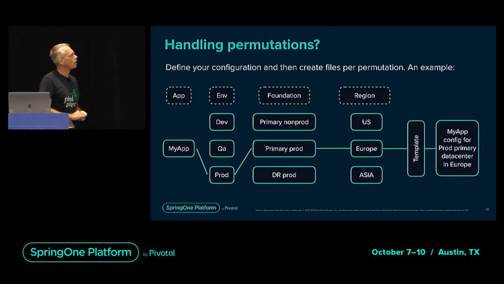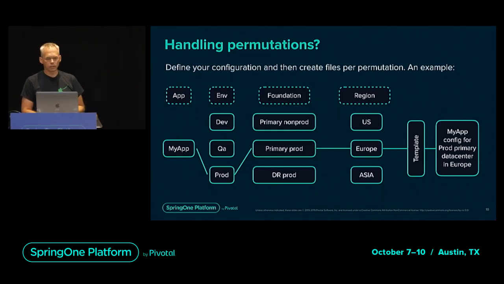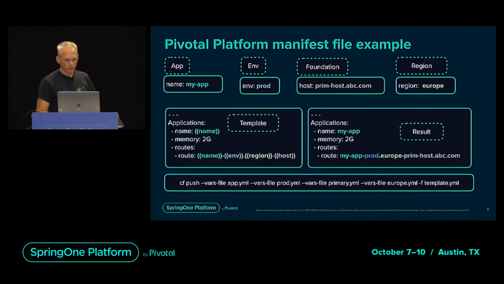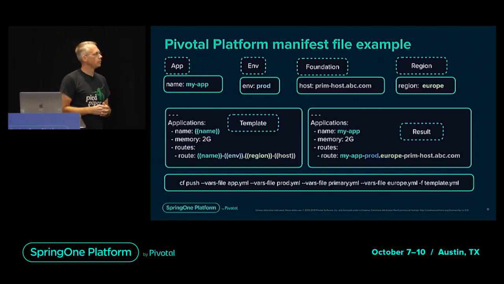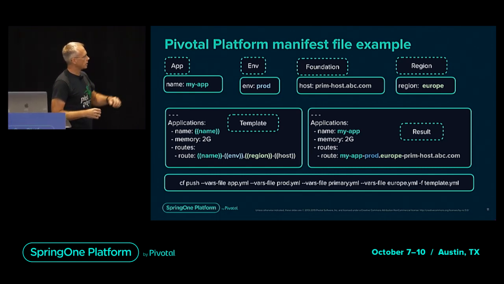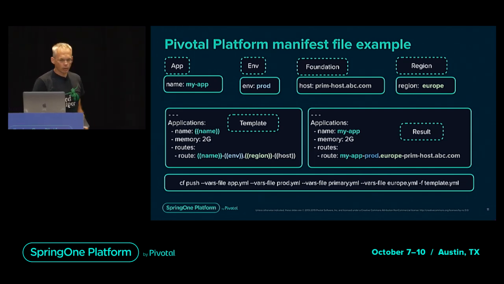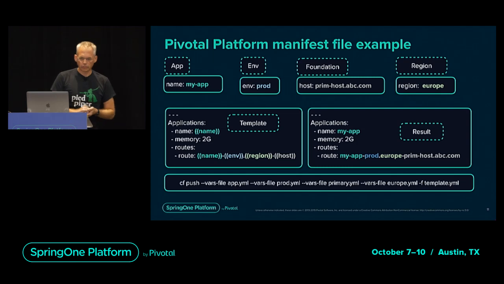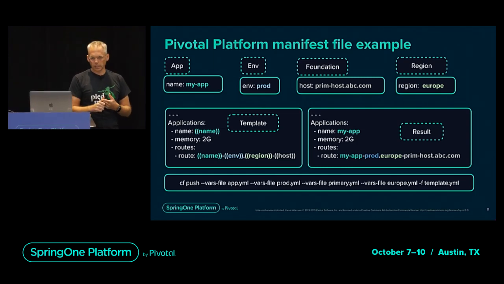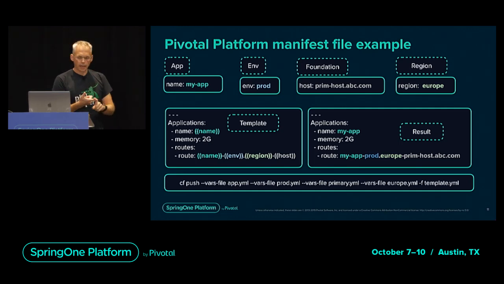Yeah. So how does this look like for Pivotal, the platform? So we have the manifest file. This is just one small example, but you can see here nicely the route. The route, we have defined a convention. The route is a combination of the name of your application. It's actually the URL you can reach your microservice afterwards. Dash environment dot region dash host.